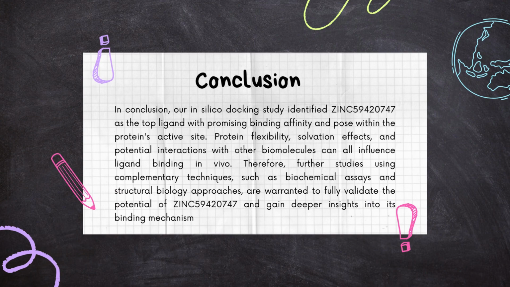In conclusion, our in silico docking study identified ZINC59420747 as the top ligand with promising binding affinity and pose within the protein's active site. Protein flexibility, solvation effect, and the potential interaction with other biomolecules can all influence ligand binding in vivo. Therefore, further study using complementary techniques such as biochemical assays and structural biology approaches is warranted to fully validate the potential of ZINC59420747 and gain deeper insight into its binding mechanism.